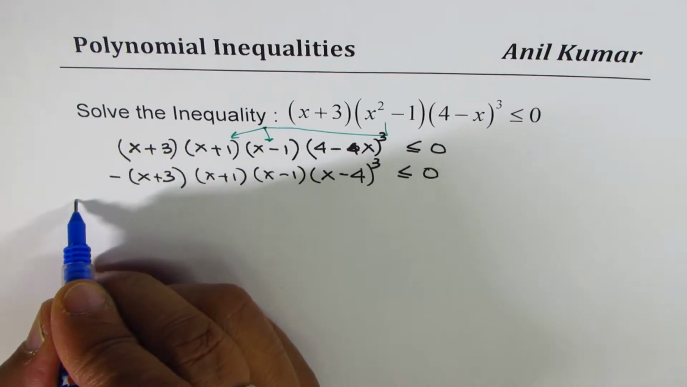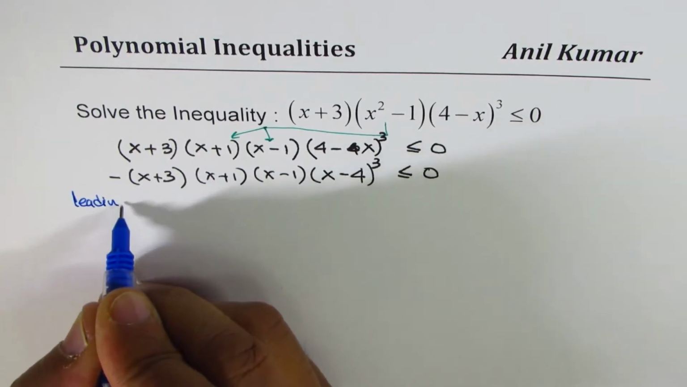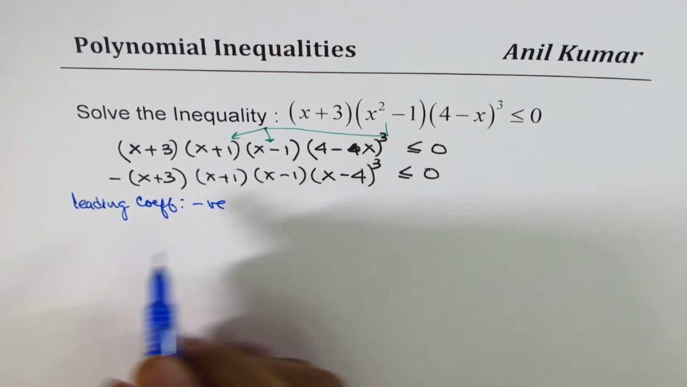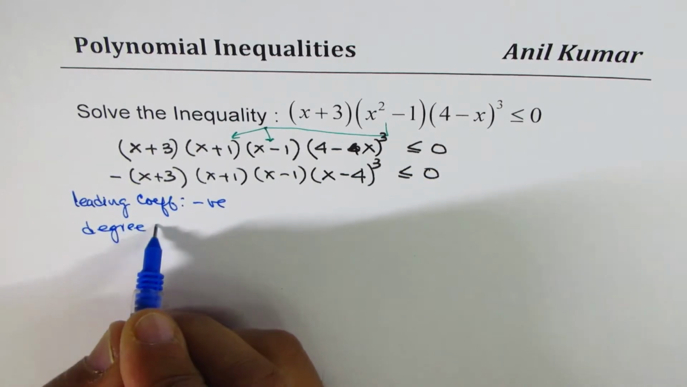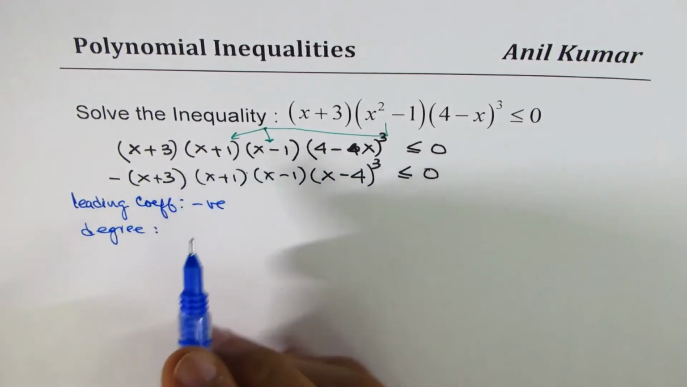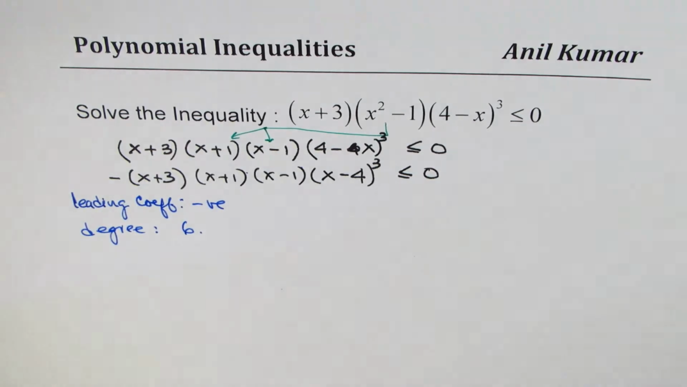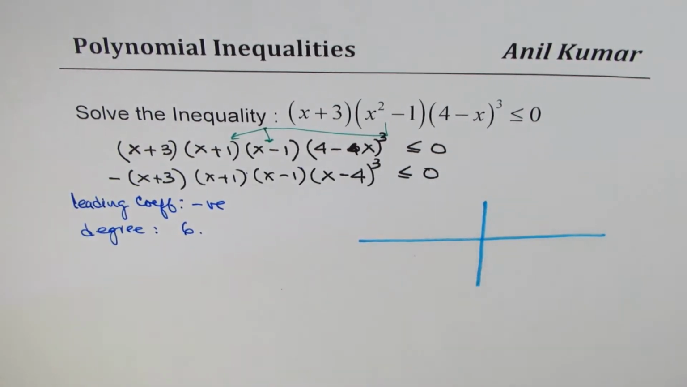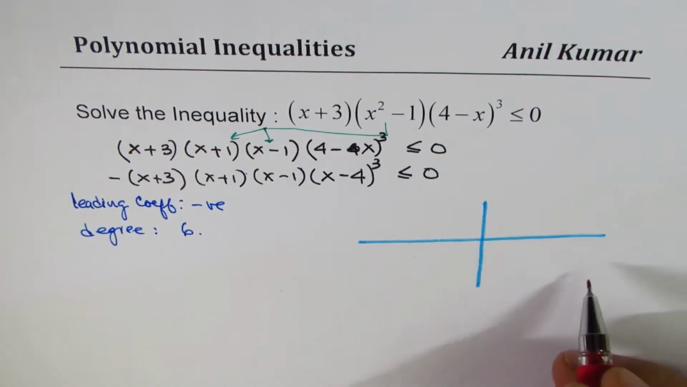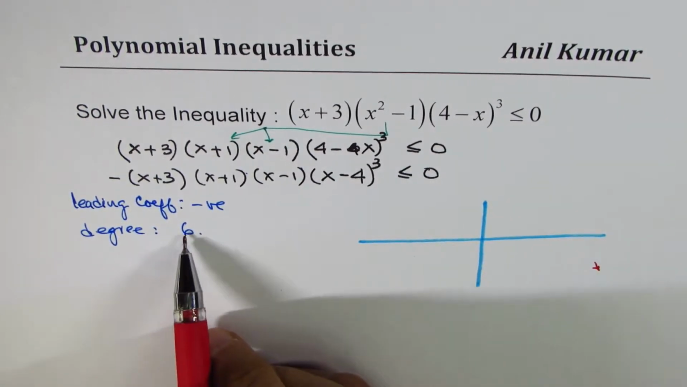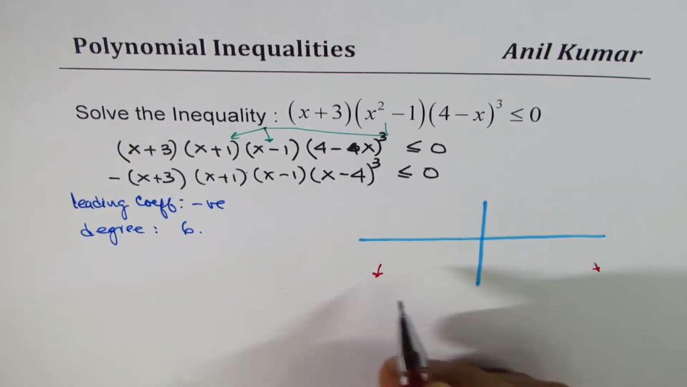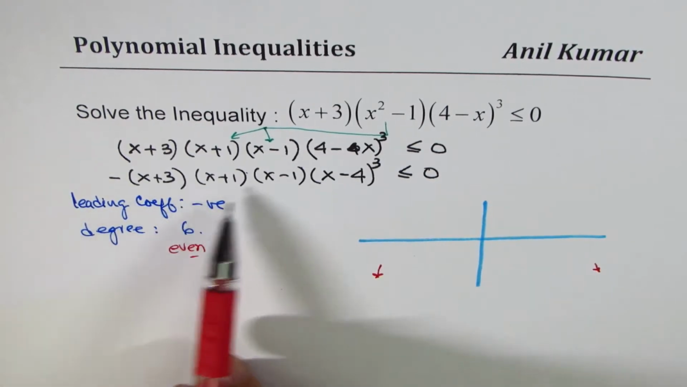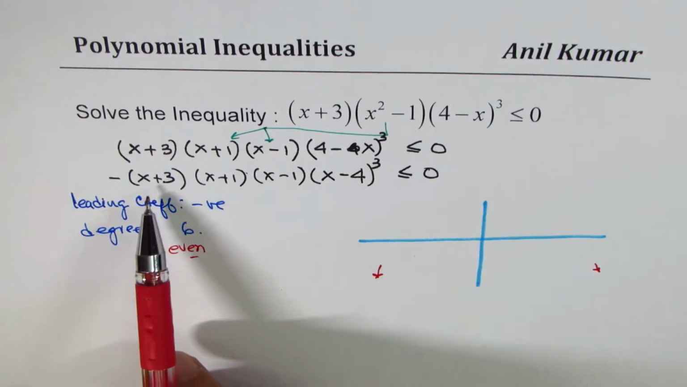So here the leading coefficient is negative. And the degree is how much? Degree is 3, 4, 5, 6. So when the leading coefficient is negative, how do you sketch it? Well, if the leading coefficient is negative, right side is down. And when we have an even degree, both ends will be on the same side, correct? Now let's check the zeros and sketch the graph.